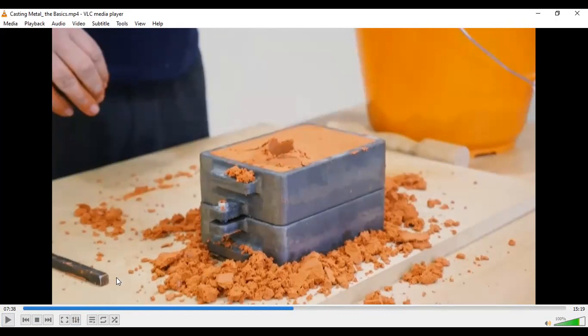So we have made a sprue here, right? I'm audible, right? A bit low, okay. Now is it okay? Okay, fine.